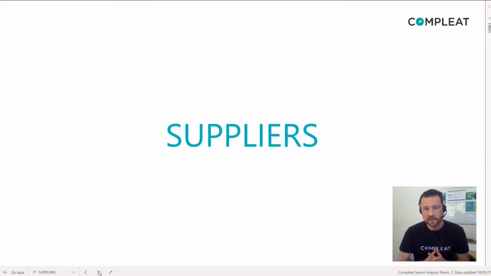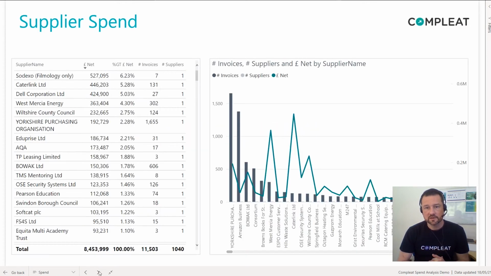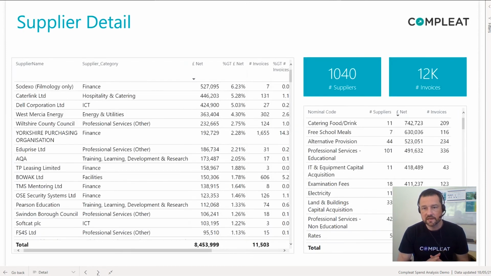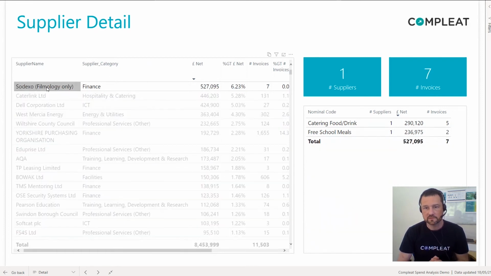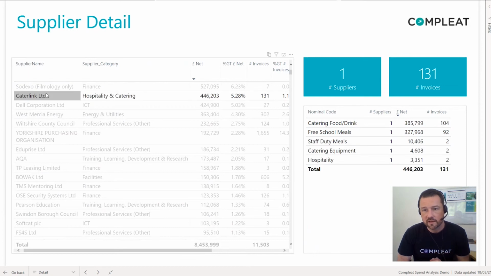Next, we look at supplier expenditure to show from the highest to lowest all suppliers that have been used in the given period. When we look at the supplier detail tab, we can now see which suppliers have been used under which expenditure category and nominal code to allow both procurement and finance to make fast decisions when looking to consolidate providers of similar products and services via tendering processes or reviews.